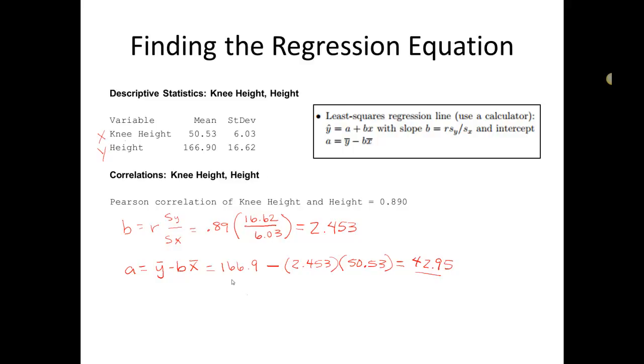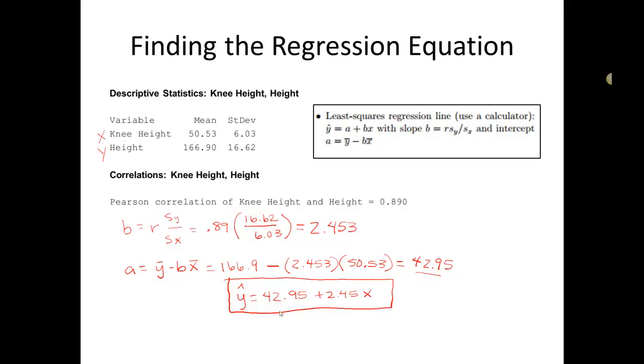So I could go ahead and write out the formula for the least squares regression line. I'm going to have y hat is equal to 42.95 plus 2.45, if I rounded to 2 decimal places, times x. So this is the equation for the least squares regression line for predicting overall height from knee height.